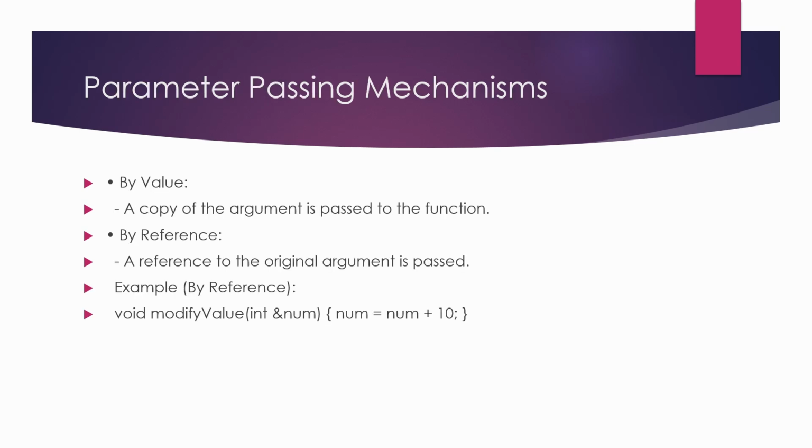In programming, we can pass arguments to functions in two primary ways: by value and by reference. When passing by value, a copy of the argument is made, so changes inside the function do not affect the original value. On the other hand, passing by reference allows the function to modify the original argument directly.